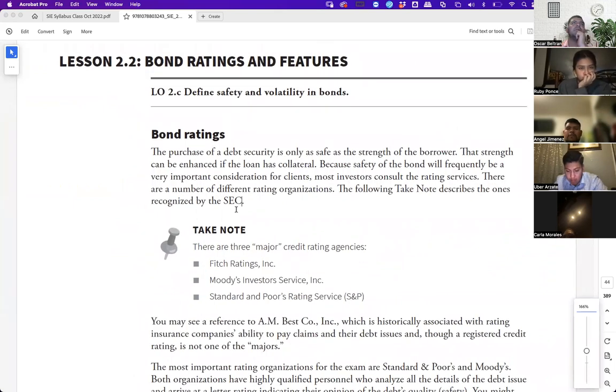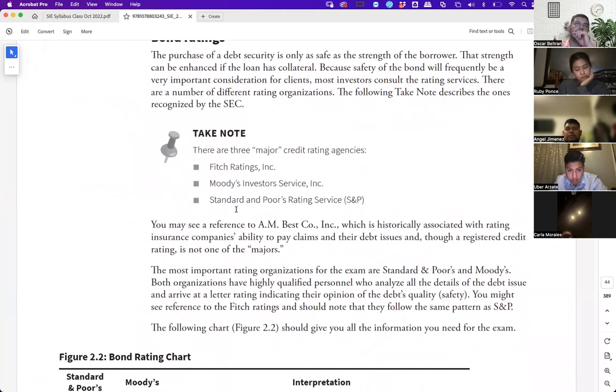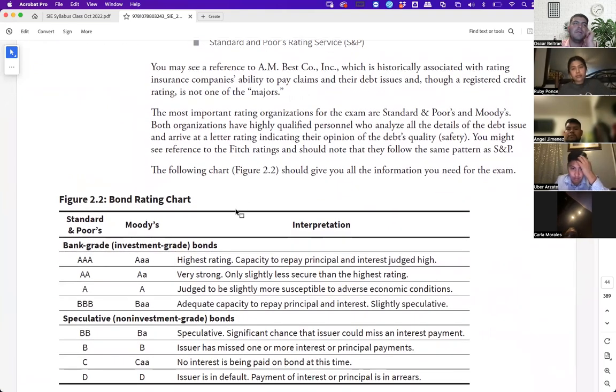So right here we have the different bond ratings and features. So I'll be honest. Hey, Oscar, real quick. Are we supposed to be doing a chapter a night? Yep. Okay. All right, for sure.